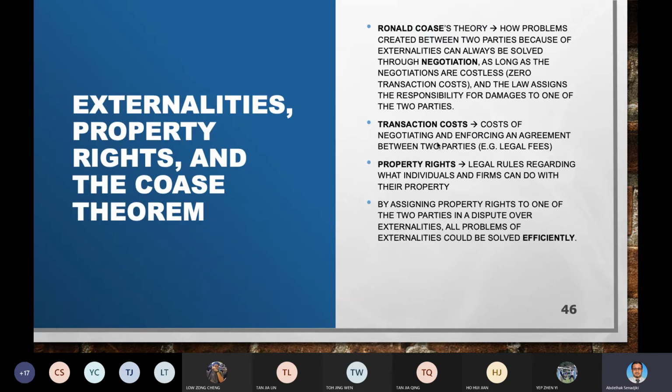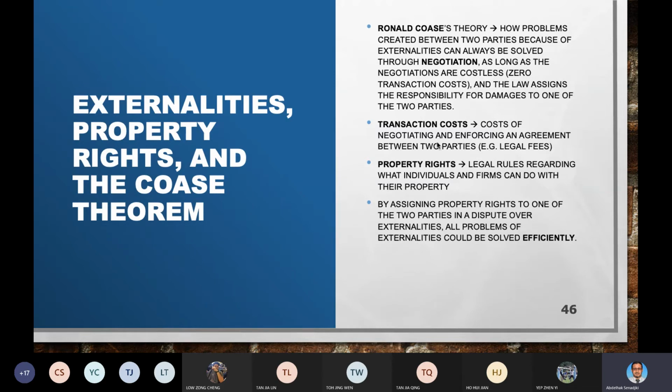Then we have this theory that we are going to explain here in a graph, what we call Ronald Coase's theory. It says how a problem created between two parties, let's say producer and consumer, a producer of, let's say, a steel firm, as we talked about last time, which is polluting the river, and the fisherman, for example, between them. Those problems between them can be solved.